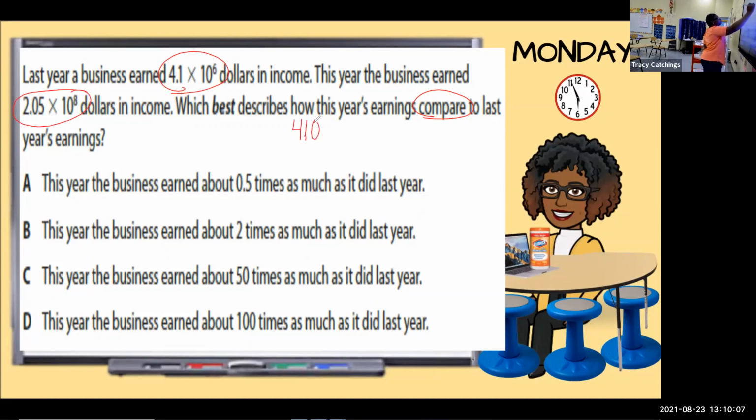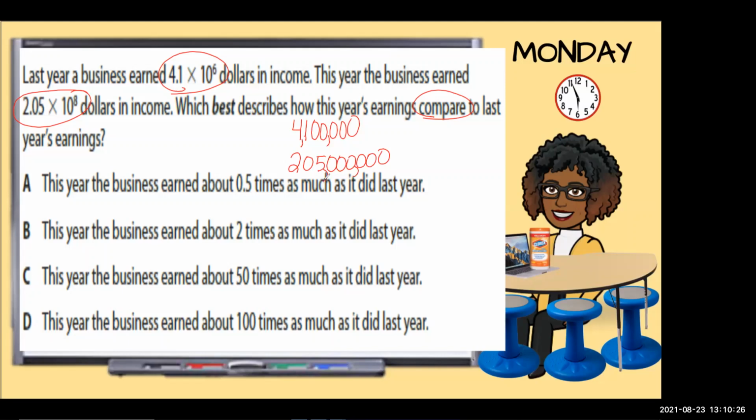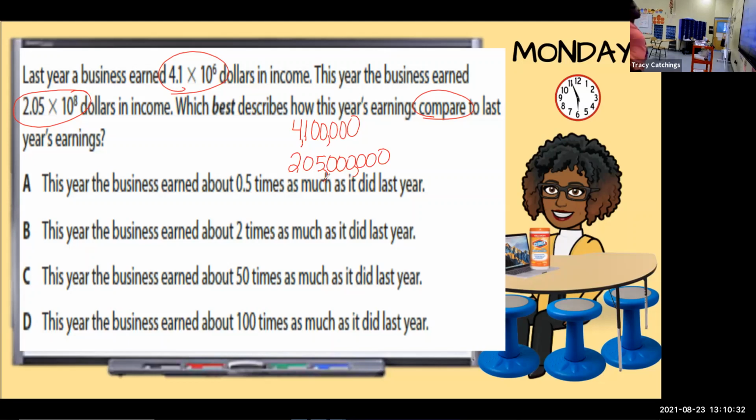So 1, 2, 3, 4, 5, 6. That shifts right. 1, 2, 3, 4, 5, 6, 7. Then go back and put my comma. And then for the second one, 1, 2, 3, 4, 5, 6, 7, 8. So now we have 4,100,000 and then 205 million.